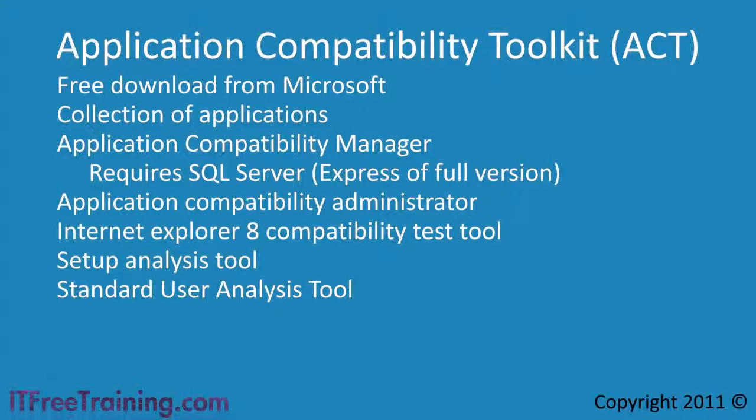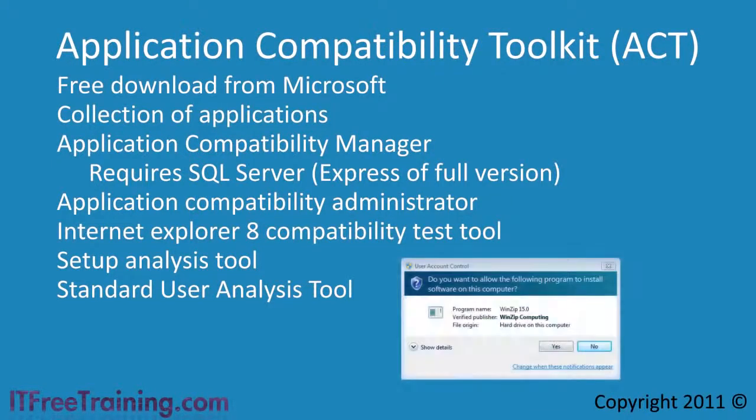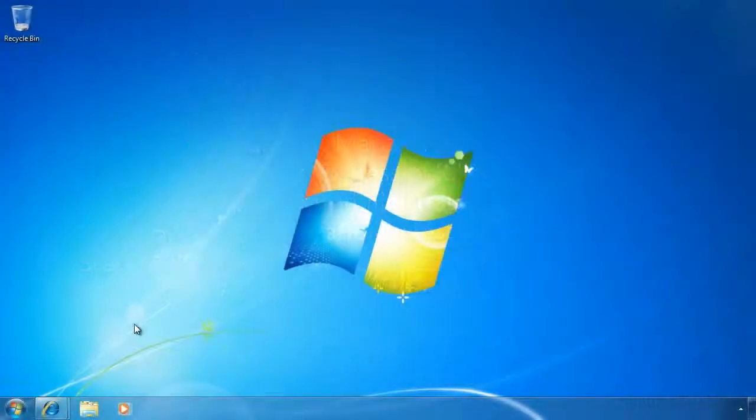User account control is the system that displays windows, such as these, asking your permission to proceed. Some applications and installers can have trouble working with user account control. Let's have a look at how to install and use the Application Compatibility Toolkit on a Windows 7 computer.